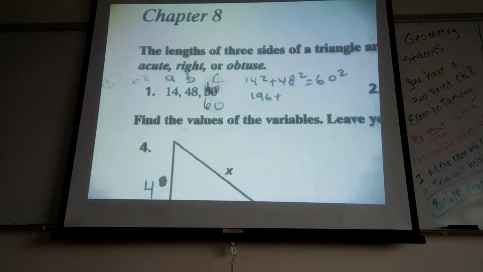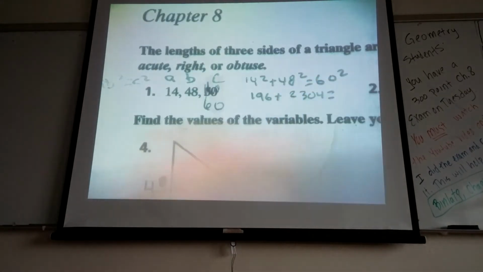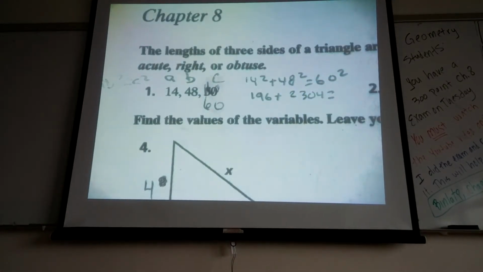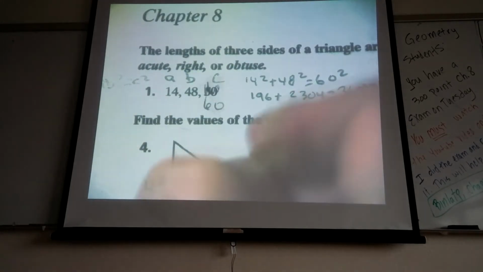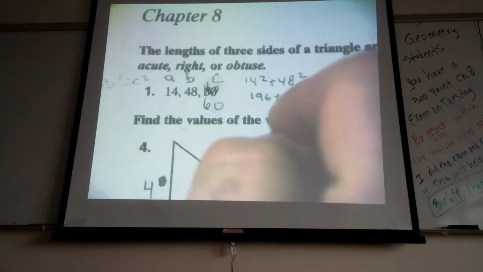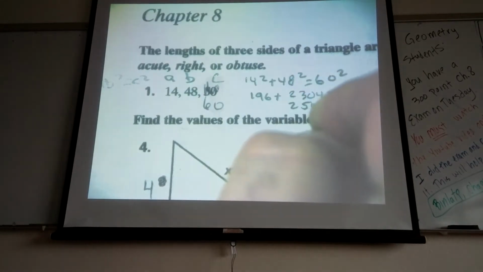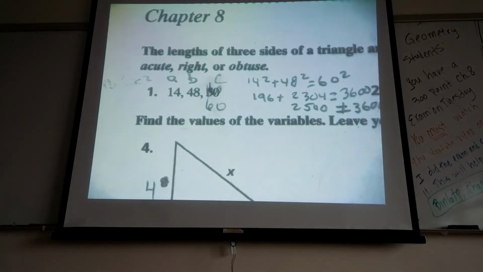48 squared is 2,304, and 60 squared is 3,600. When I add these two up, 2,304 plus 196, that gets me 2,500. Now, this is not equal to 3,600. So now I want to find out what is happening here.